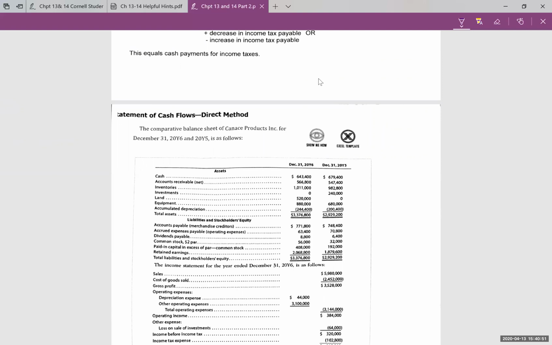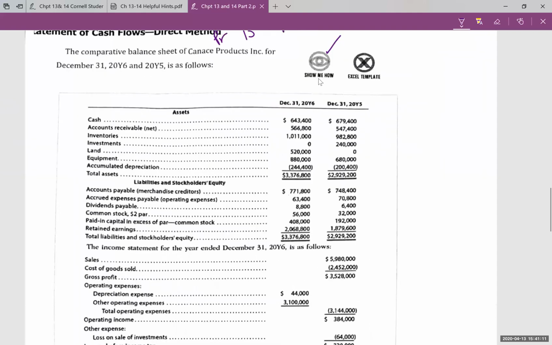So let's take a look at this problem and see how far we can do some of it. This one goes directly with 13.4a, chapter 13 homework, one of the big problems. So we have a comparative balance sheet here. And again, there are Show Me How videos, so be sure and take a look at that. Let me make this a little bit bigger.